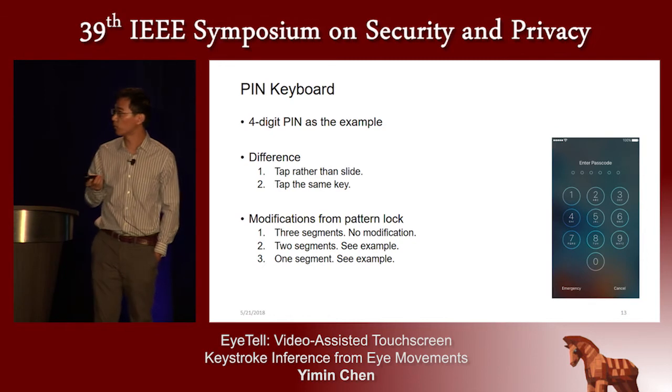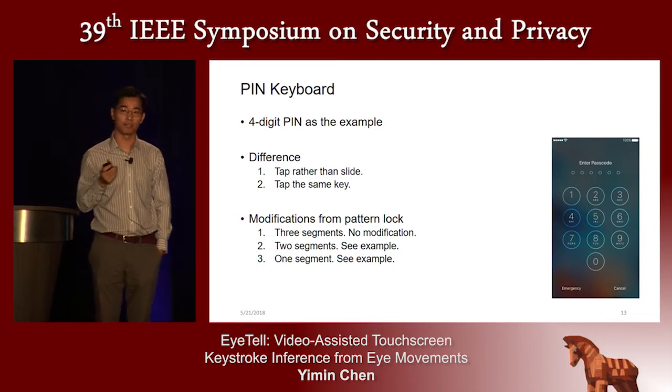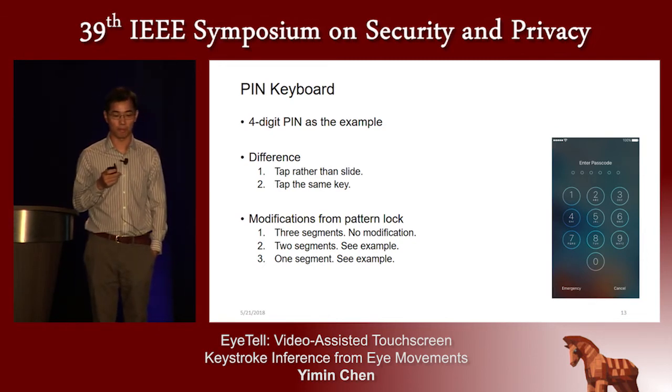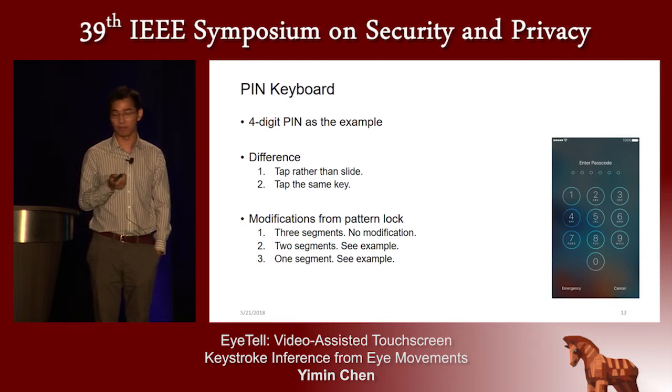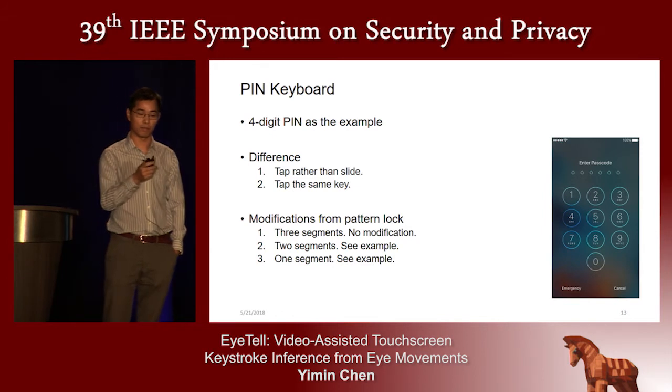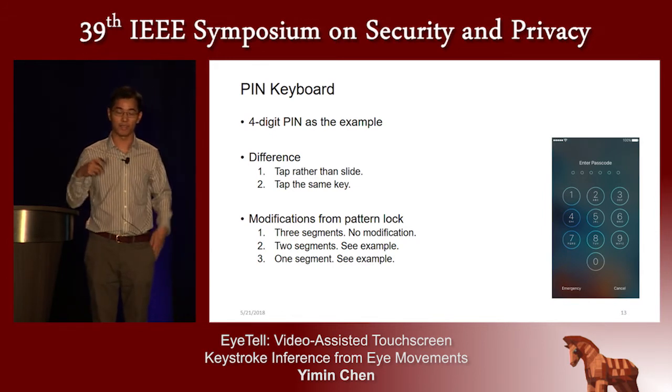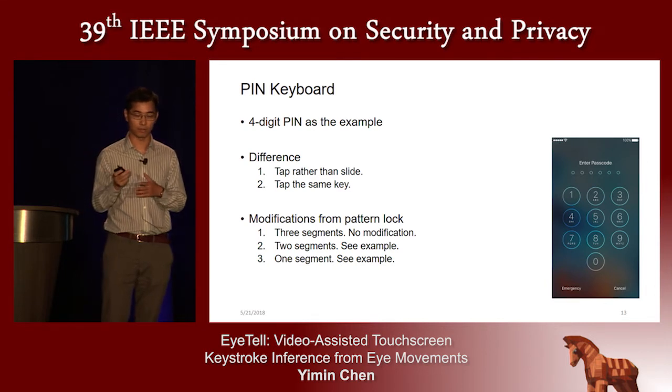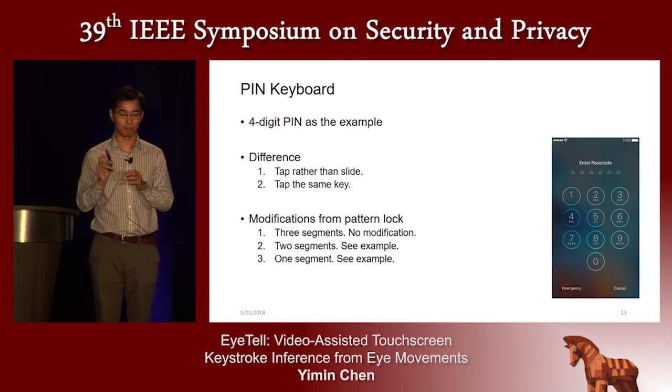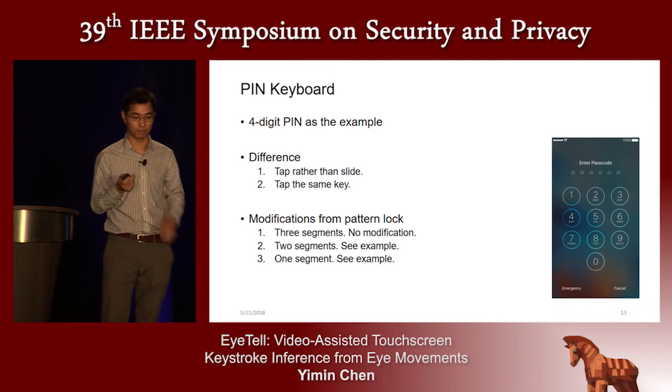So up to now, we only talked about the case for the pattern lock keyboard. Next, we'll briefly talk about the PIN and alphabetical keyboards. We use the 4-digit PIN keyboard as an example. The main difference compared with the pattern lock keyboard is that right now the user will tap rather than slide on the keyboard, and also the user may tap the same key multiple times.